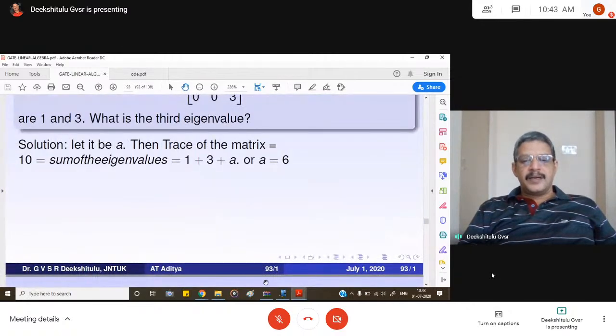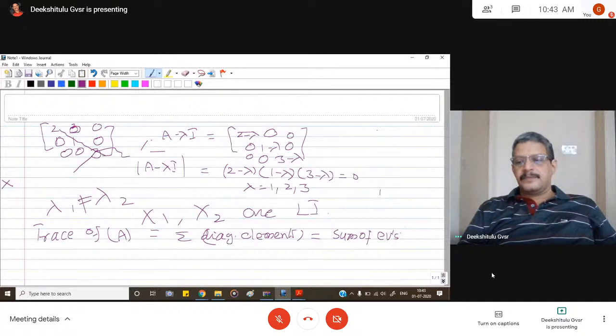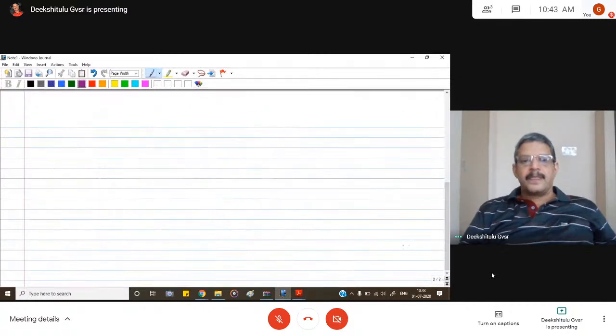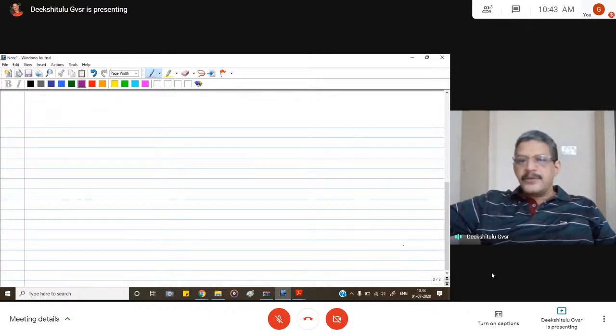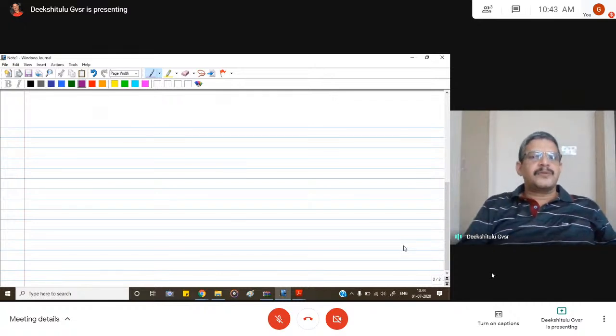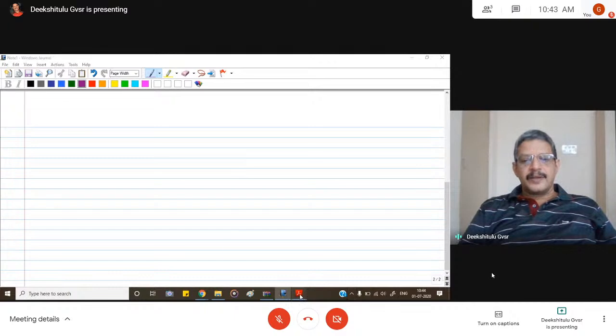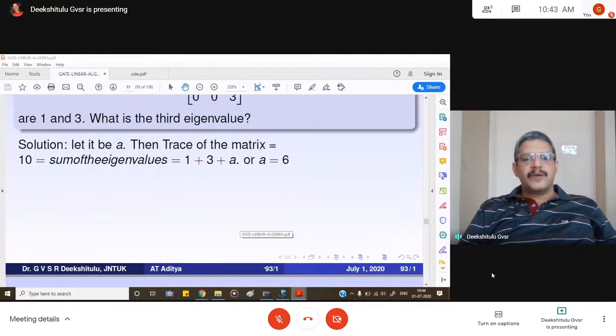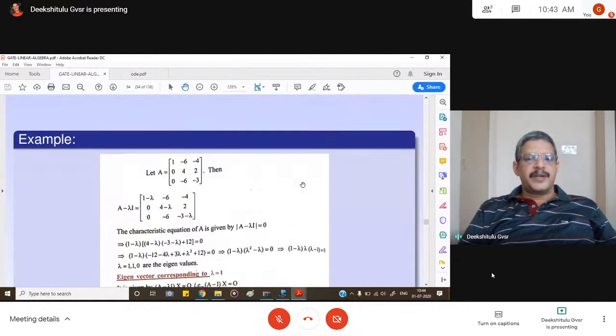And I told you some other basic properties, and if lambda is equal to 3 is an eigenvalue, then what is the eigenvalue of lambda cube? This type of problems we are getting.